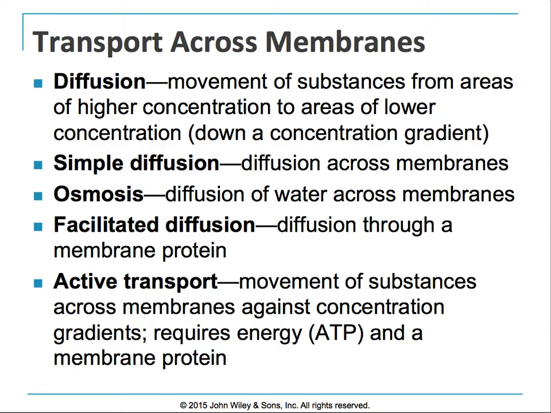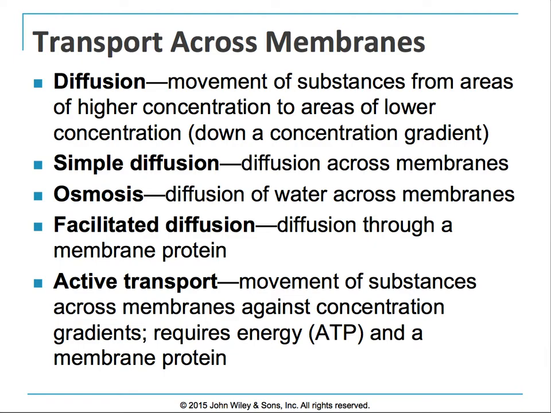Transport across membranes. All right, so now you have a bunch of molecules that are all broken down and you need to absorb them. Well, how are you going to do that? There's several different types of transport that work to bring nutrients across membranes and into your body. The first is diffusion. Diffusion is movement of substances from areas of higher concentration to areas of lower concentration. That is, they move down a concentration gradient.